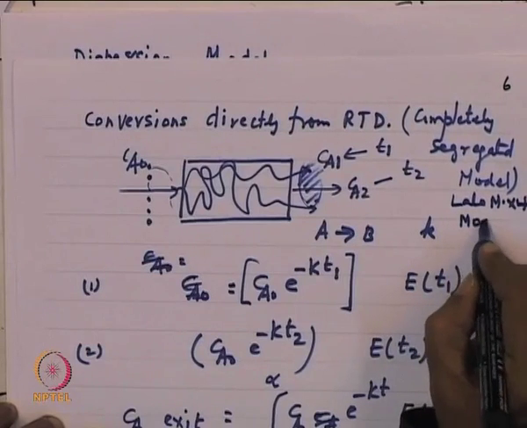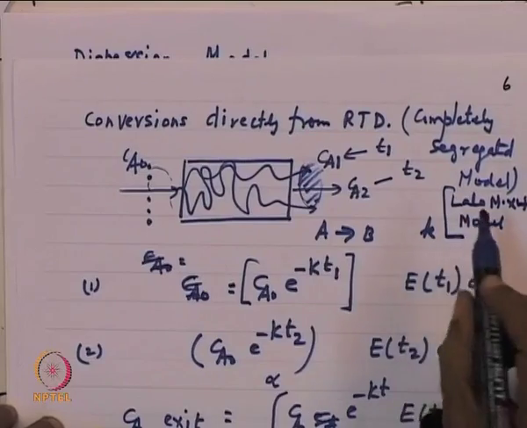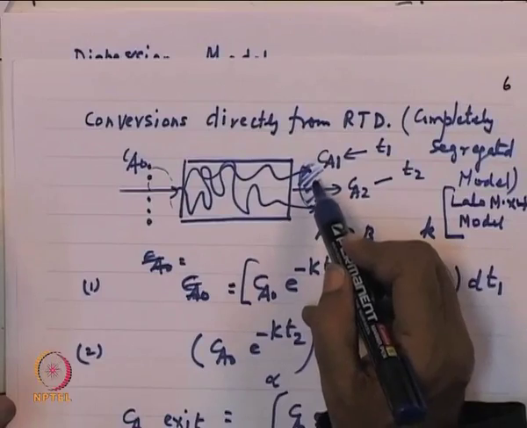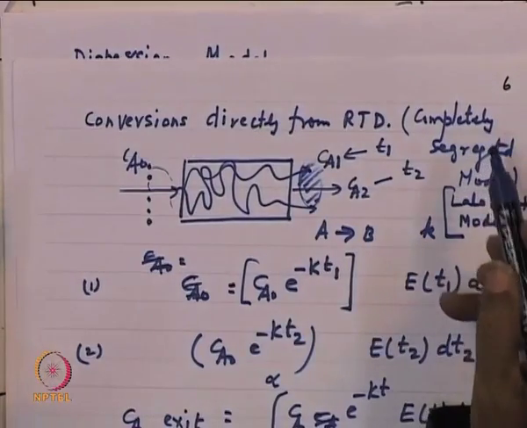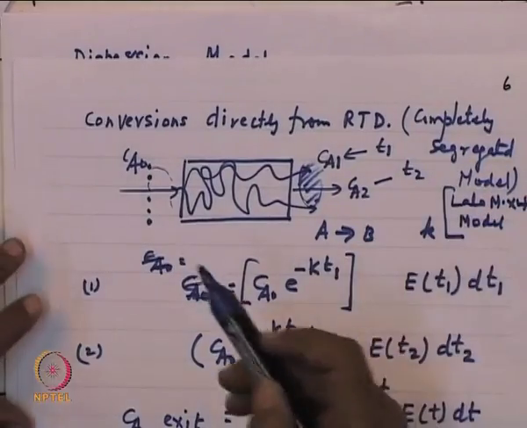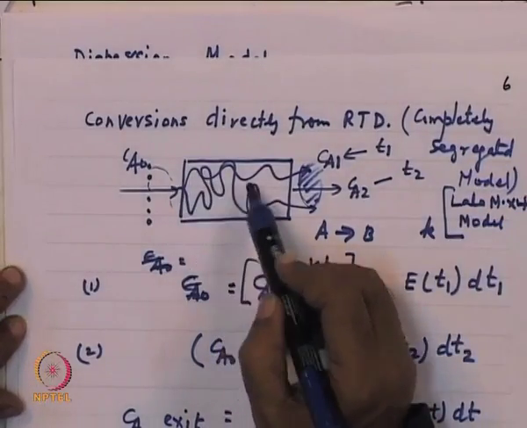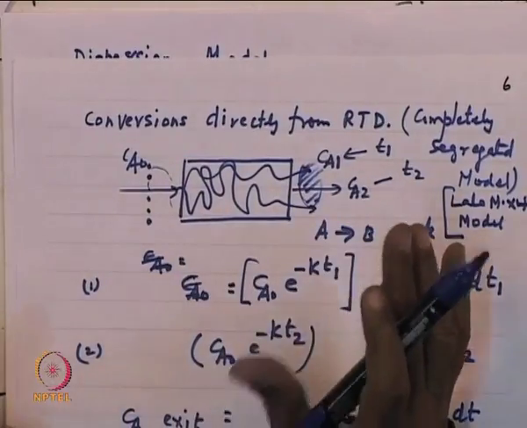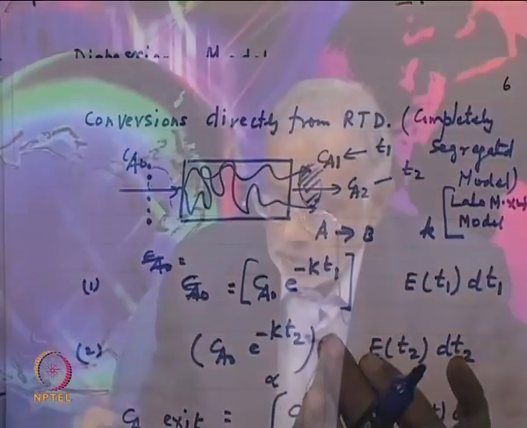Why is it called the late mixing model? Because we assume that the mixing occurs after the exit from the reaction equipment. The completely segregated model is also called the late mixing model. The model assumes that the fluid elements move through the equipment without mixing with each other. They emerge outside and mix, and we measure that average concentration. So, that is the completely segregated model.